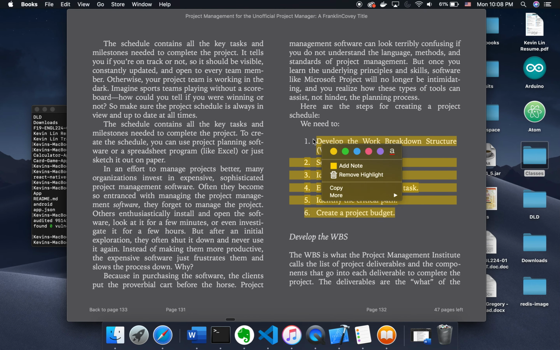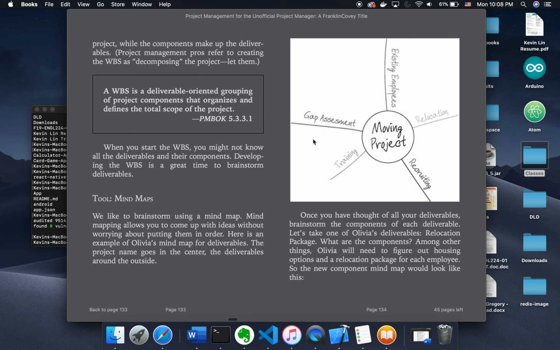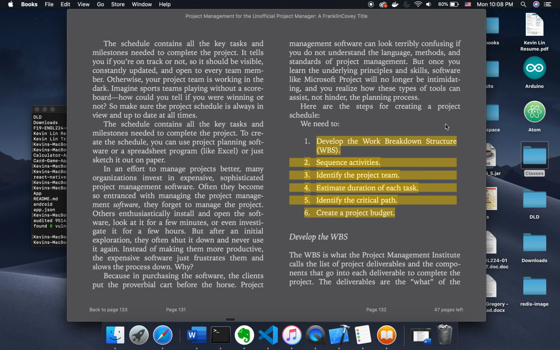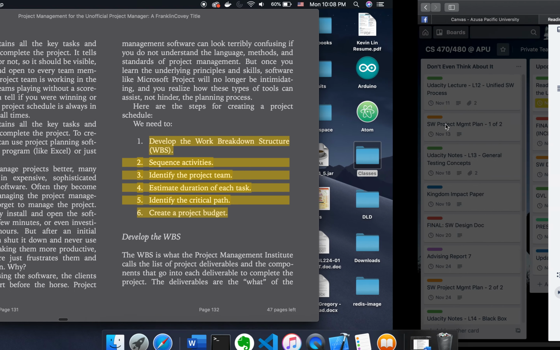So work breakdown is about how a certain task, like when we don't actually know what we're doing, for example, when we're doing it for the first time, we don't actually know what it is that we're doing. So we just jot down things, like, oh well, moving project has a gap assessment, existing employees, et cetera, et cetera. And we just point that out. We don't really know the full grasp of it, so we're just jotting down small details.